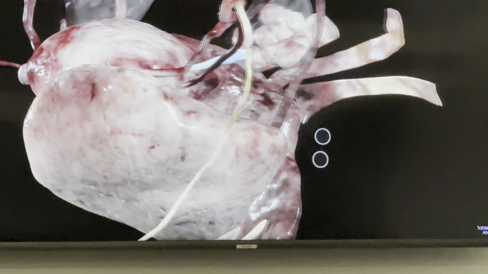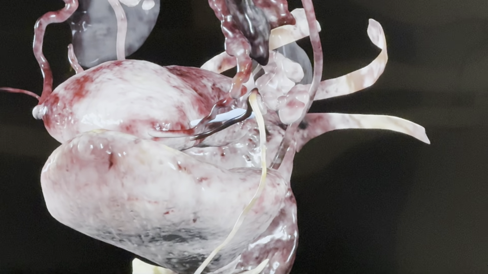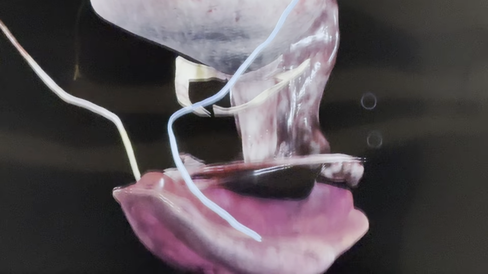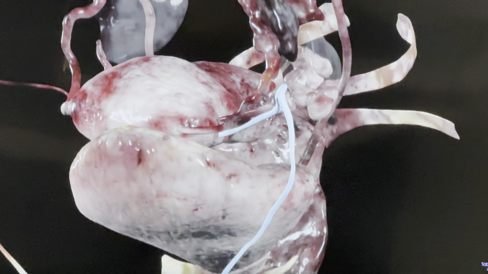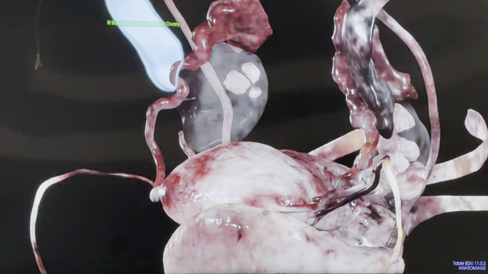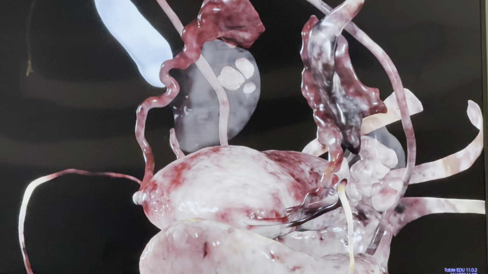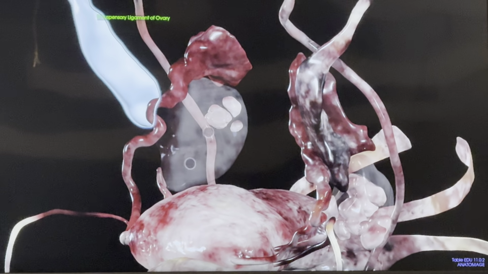And then this is the round ligament. Round ligament goes from the uterus down to the labia majora. I don't know why it is, but it is. Oh wait, right here, I see it. This is the suspensory ligament. So ovarian ligament and suspensory ligament. Ovarian ligament goes to the uterus. Suspensory ligament goes to the abdominal wall.